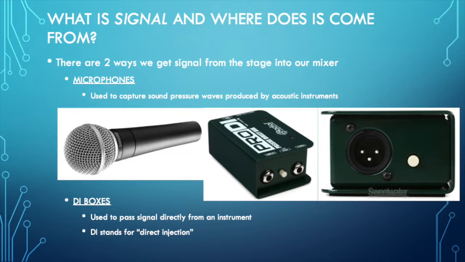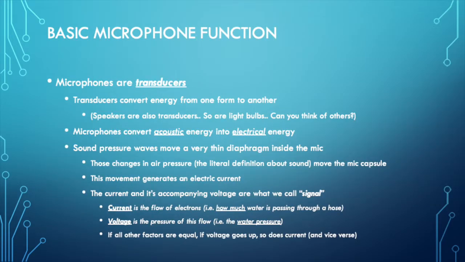Again, a microphone is going to take sound pressure and convert it into an electrical signal. The direct box or the DI box is going to just take a signal straight out of an electric instrument like a keyboard, possibly an electric bass or an electric guitar, a computer output, something like that. And so I'm going to talk a little bit about the basic functions, not so much the construction, of a microphone and a direct box.